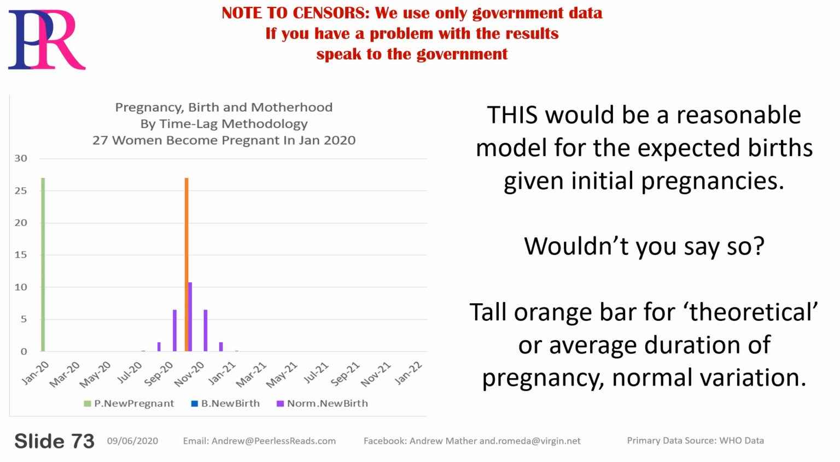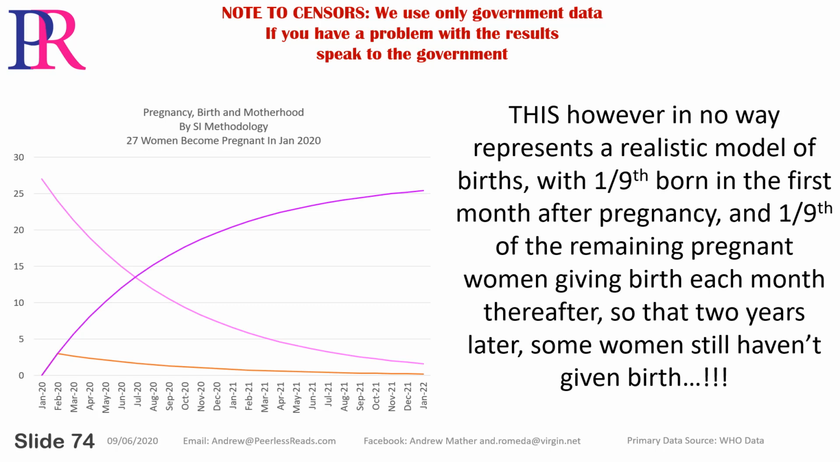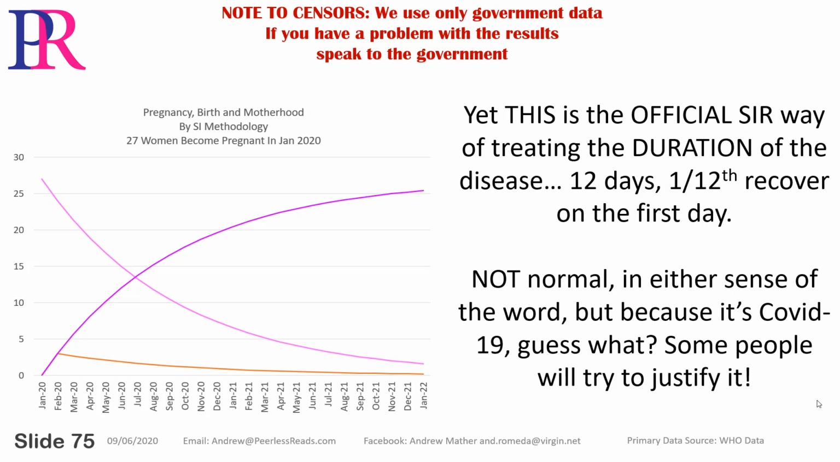This would be a reasonable model for the expected births given initial pregnancies, wouldn't you say so? Tall orange bar for theoretical or average duration of pregnancy, normal variation. This, however, in no way represents a realistic model of births, with 1/9 of people born in the first month after pregnancy and 1/9 of the remaining pregnant women giving birth each month thereafter, so that 2 years later some women still haven't given birth.